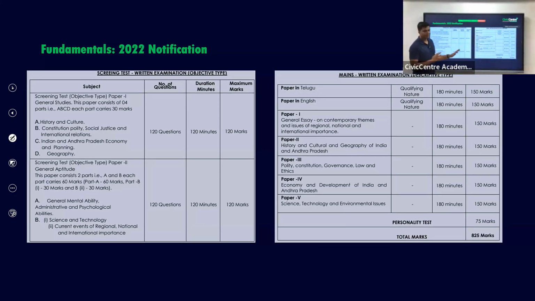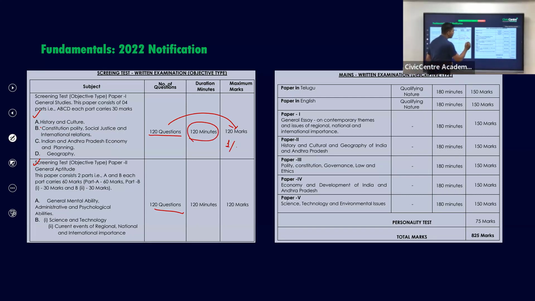So, fundamentals of the exam. If you go to the 2022 notification, you might at least know the pattern. There are 2 papers, paper number 1 and paper number 2. Each paper has 120 questions and 120 marks. So roughly you have 1 minute per question.